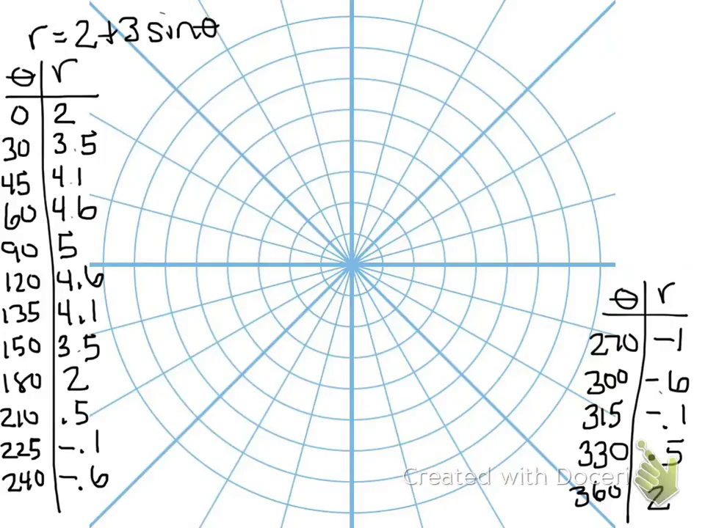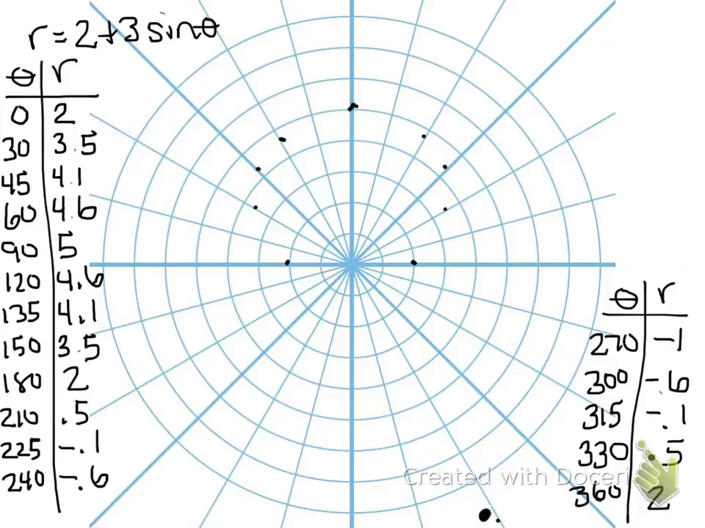Let's thicken my pen so that way I could actually make a dot. And here we go. 2, 0. There. And then I'm going to do 3.5, 30 degrees. 4.1, 45. That's a little bit more than 4.1, so we'll just be careful when we say 4.6, 60, 5, 90, 4.6, 120, 4.1, 135, 3.5, 150, 2, 180. So that looks like it almost makes our entire figure.